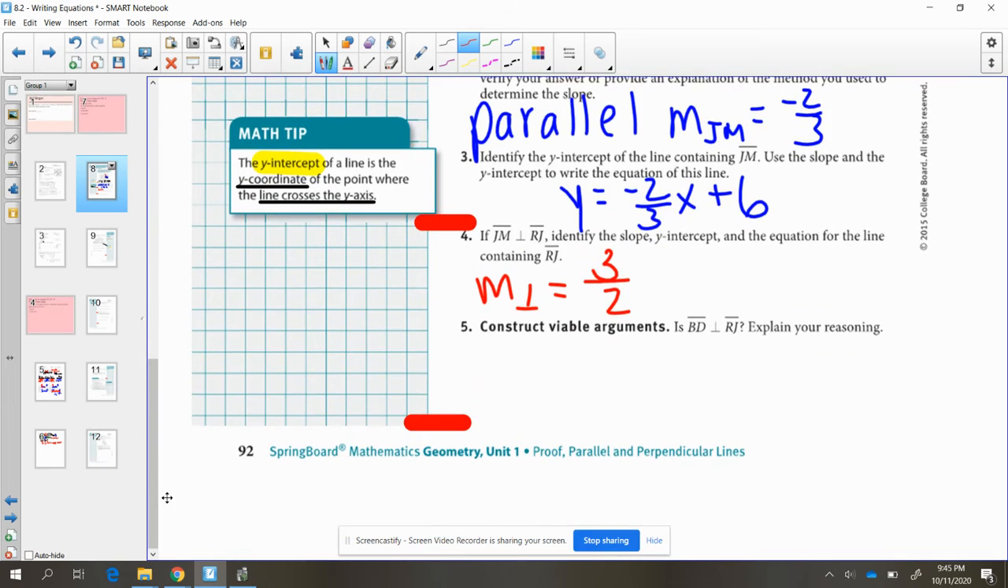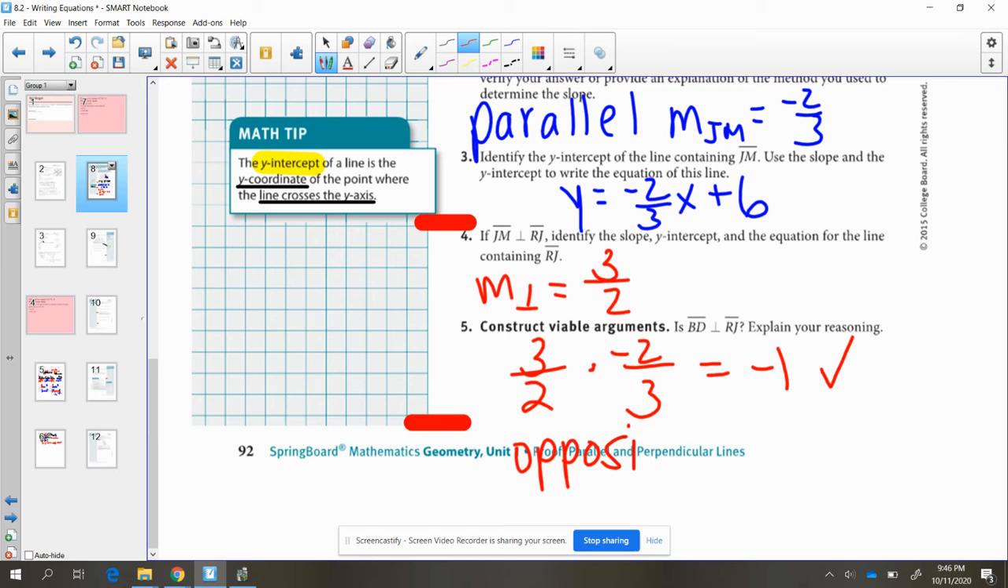And we can verify that because, a reminder, if we have opposite reciprocals, they're going to multiply to be -1. So we can verify that these are in fact opposite reciprocals, the flipped sign and the flipped fraction. So again, negative versus positive, flipped fraction there.